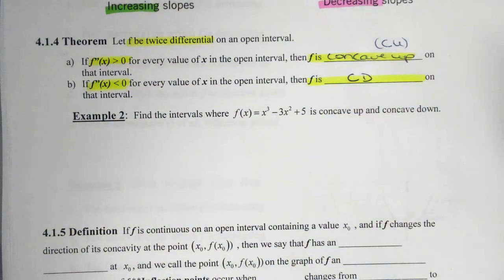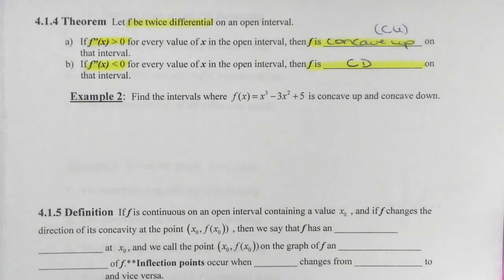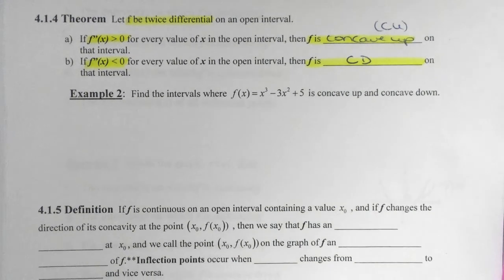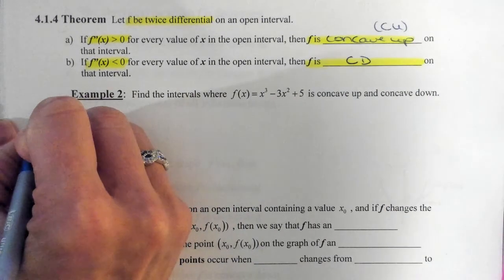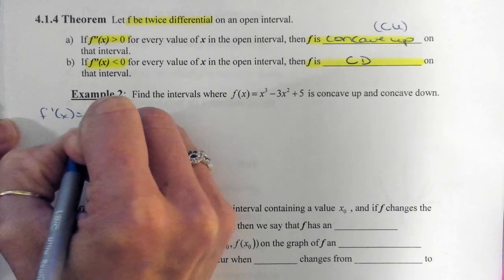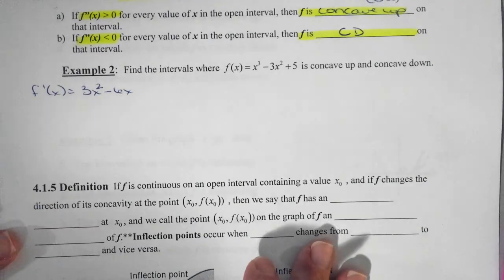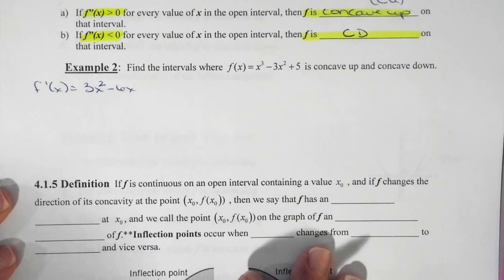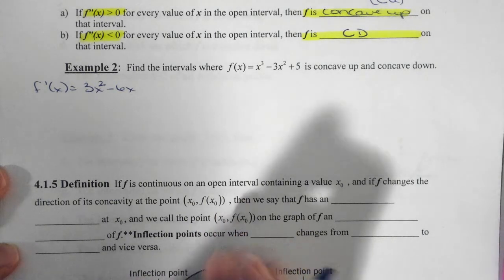Okay? So this is what we're going to do. We are going to use our original function that we talked about increasing and decreasing on the previous page, and we'll talk about concavity. So on the previous page, we found the first derivative, which was 3x squared minus 6x. In order for us to determine concavity, we then need to take the second derivative and find our critical numbers from the second derivative.